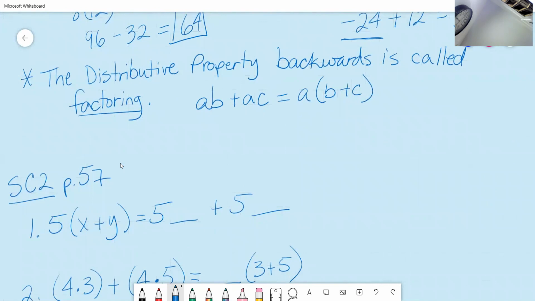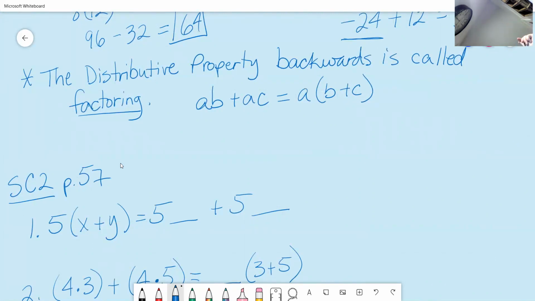Okay, so one thing I want to make sure that you guys understand, I want to introduce it to you now, and then we're going to go much more in depth in this when we get to chapter 4. But the distributive property done backwards is called factoring. And this process becomes very, very important when you start to work with algebraic expressions in more detail.